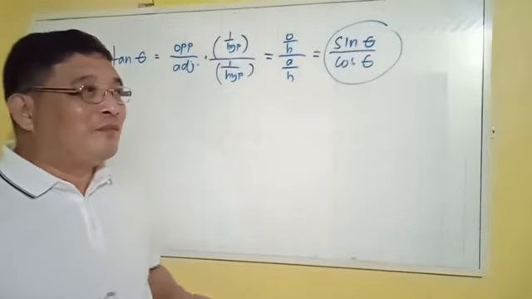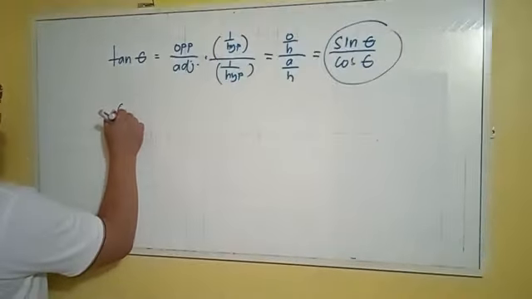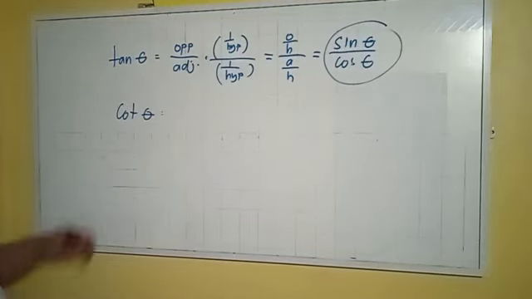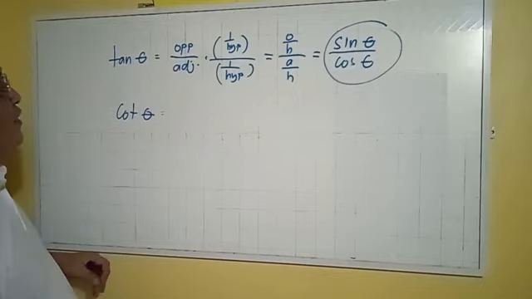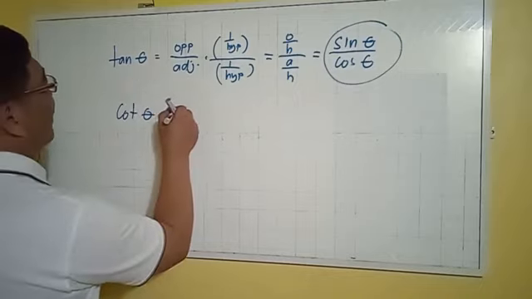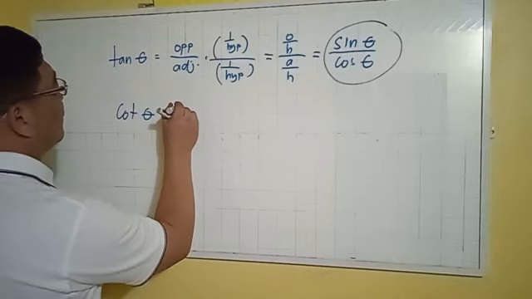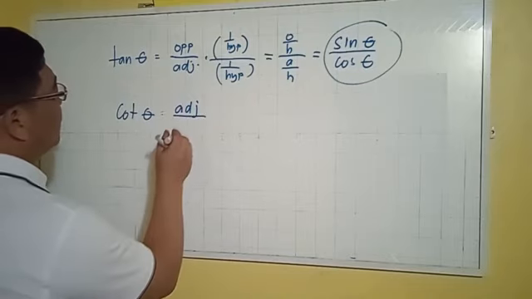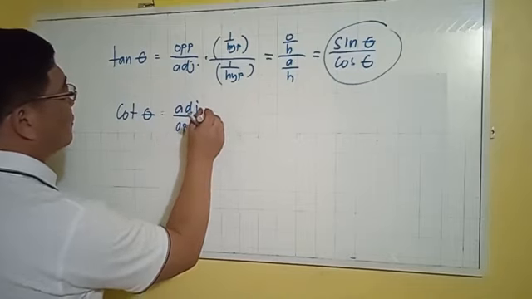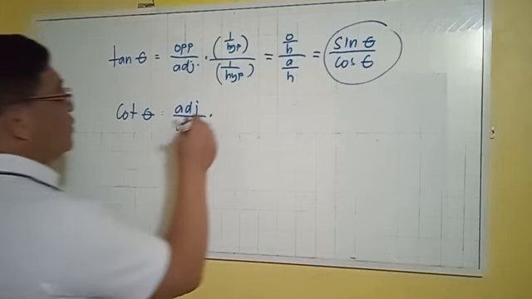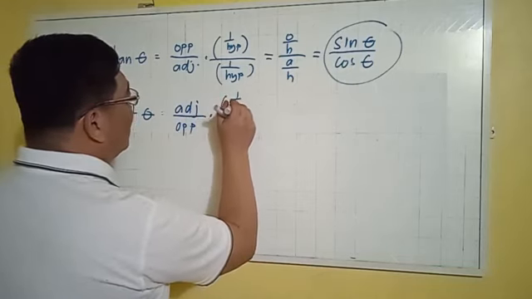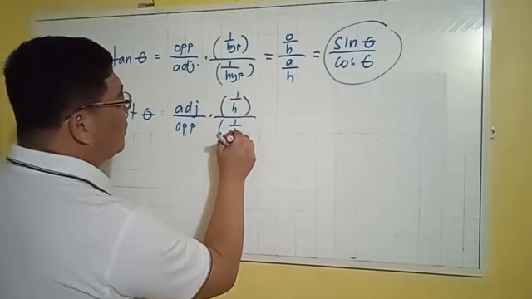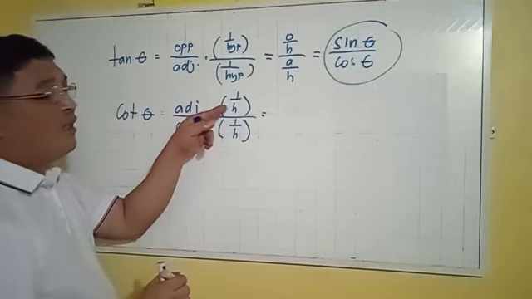Now let's have cotangent theta. Cotangent theta is simply the reciprocal of tangent theta. So it means that we have adjacent over opposite. And again, we are going to rationalize this by multiplying 1 over hypotenuse, 1 over hypotenuse. Multiply adjacent times 1 over h.